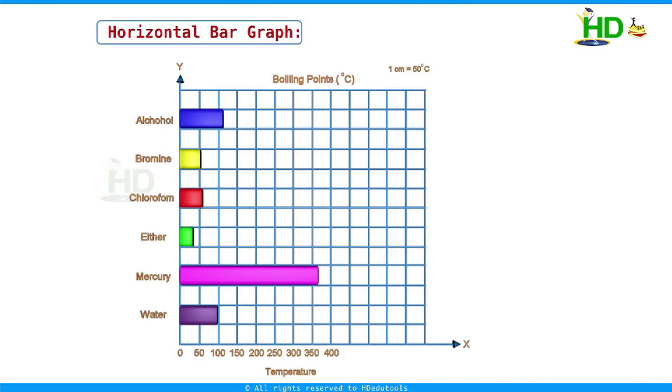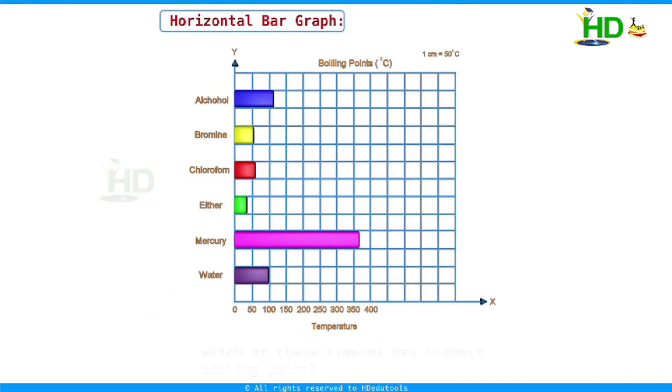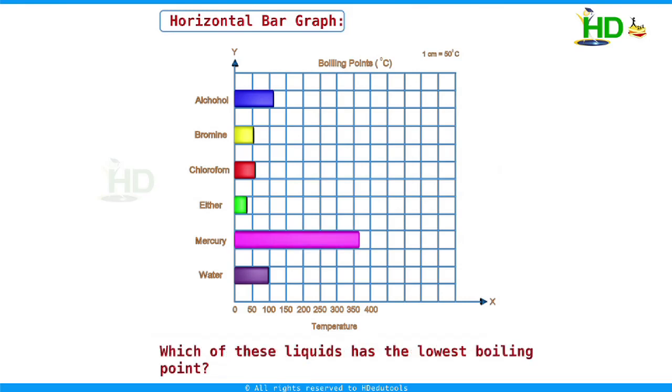Now what is the scale along the x-axis and y-axis? Along the x-axis, the materials are chosen. Along the y-axis, the scale is 1 unit equal to 50 degrees Celsius, or 1 centimeter is 50 degrees Celsius. Now from this graph, which liquid has the highest boiling point? Yes, mercury has the highest boiling point. See this graph, the length of the bar is more in this case. Which has the lowest boiling point? Yes, ether has the lowest boiling point.